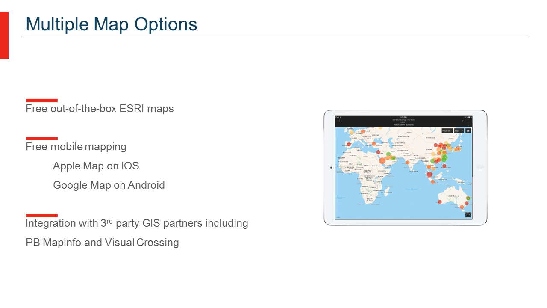You also get the free mobile mapping if you're on an iOS device, whether you're an Apple iPhone or iPad. You'll be able to utilize the Apple Maps. If you are on any Android devices, you'll be using Google Maps. And of course, we do partner with a lot of other third-party map partners out there. But the ones that I'm going to focus on are Esri, Apple, or Google, because I think those are the most common ones.